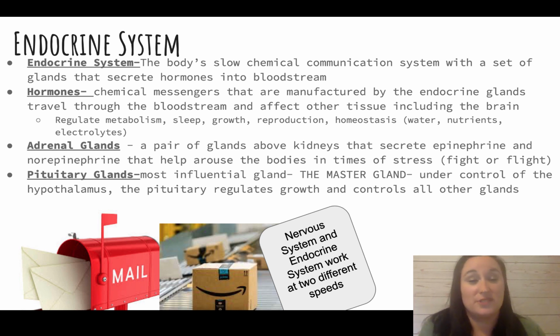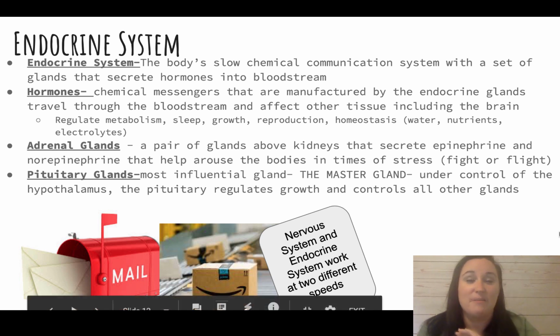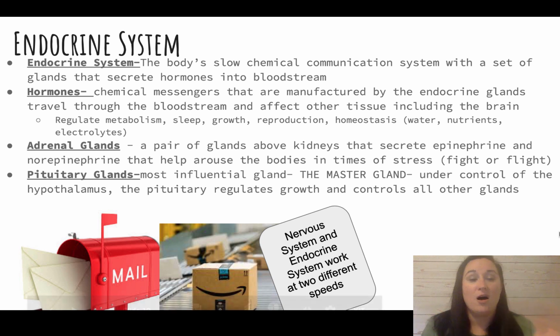So the most important gland to know, because it is the master gland, is the pituitary gland. This is the body's most influential gland. It controls all the other glands, and it regulates growth.